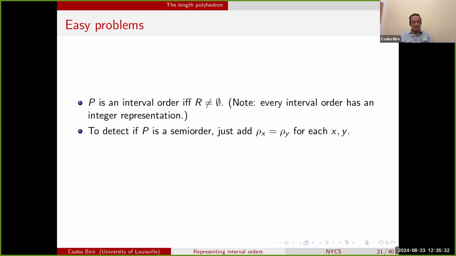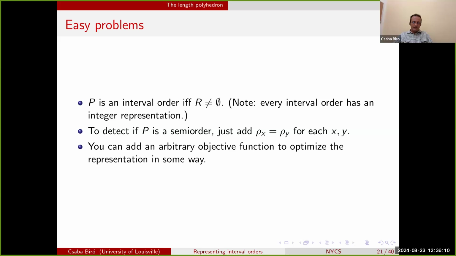If you want to detect that P is a semi-order, we can do that still by requiring that every two intervals are of the same length. That just gives us a bunch more equations. First, I wrote here that rho x has to be equal to 1 for each x, but that's actually not correct, because if I'm requiring that the distance of two comparable intervals is at least 1, I can't simultaneously require that every interval is of unit length. However, I can require that they are of the same length. And you can add an arbitrary objective function here to optimize this representation. So that's kind of nice too.